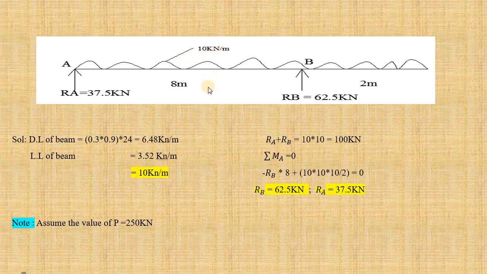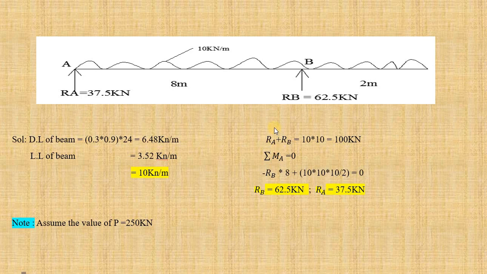UDL is acting downwards. Here be careful while considering. Here UDL is acting throughout the span. So total length of the span is 10 meter. As we want only the load, it is 10 into 10 minus 10 into 10. So I have shifted towards the right, it will become positive. Therefore RA plus RB will be equal to 100 kilonewton. Still because of this equation, I have not found out how much is RA or how much is RB.